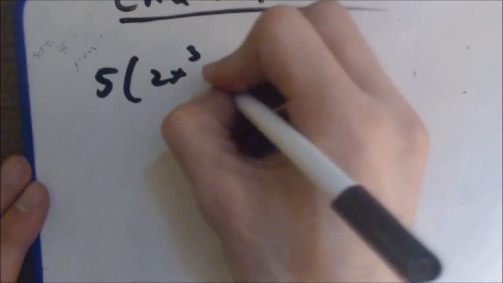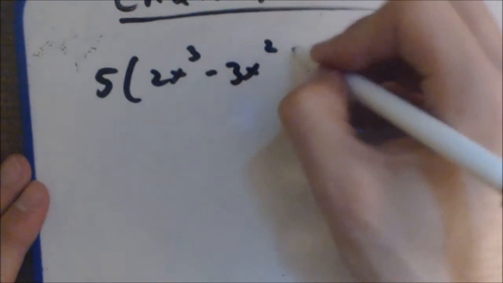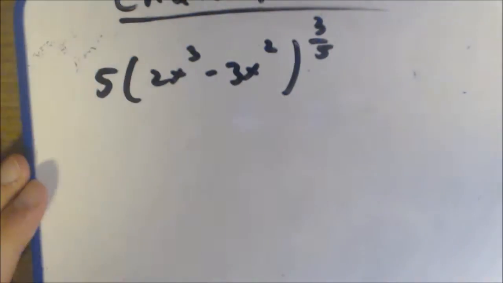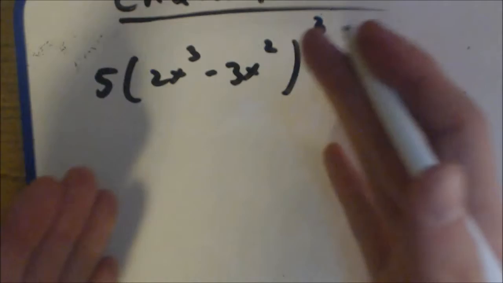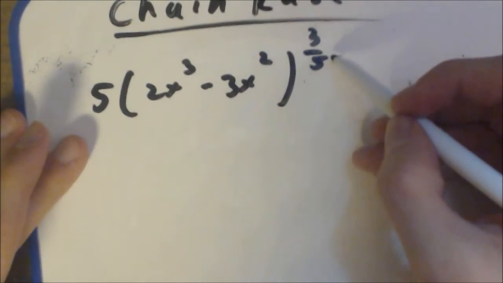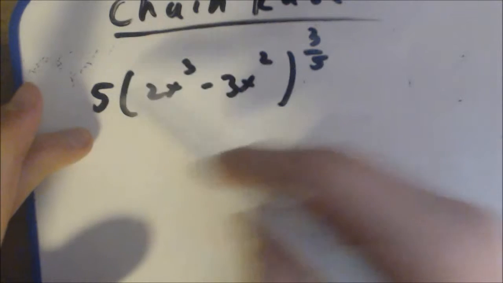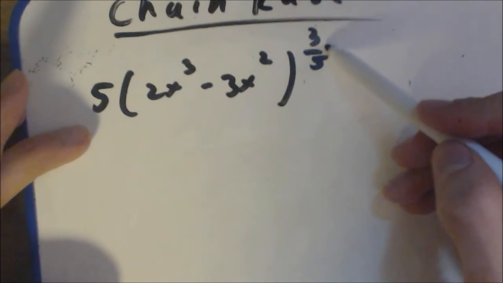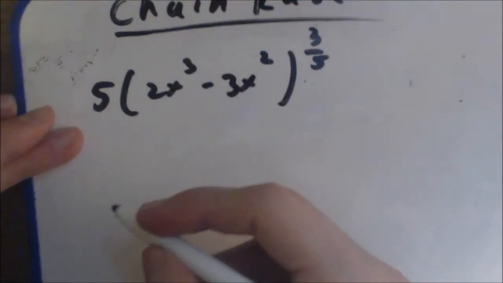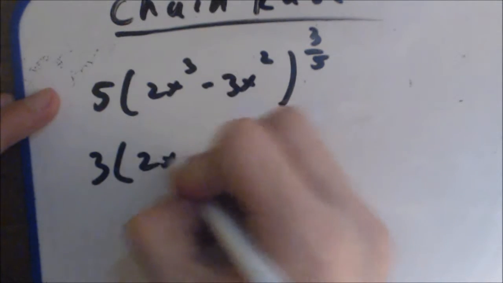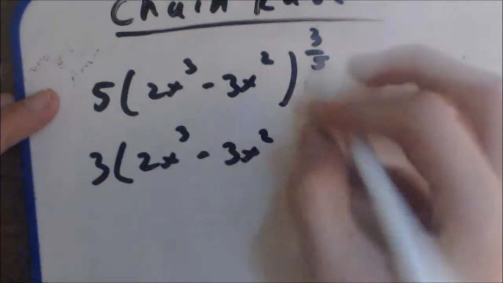Alright, so we're going to find the derivative, using the chain rule, of 5 times 2x to the third minus 3x squared, all to the 3/5. It's basically the same thing as the other one. We're going to multiply times the exponent. So we're actually going to get 5 times 3/5, which will be equal to 3, because 5 times 3 is 15, divided by 5 is 3. So we're going to be left with 3 times 2x to the third minus 3x squared.